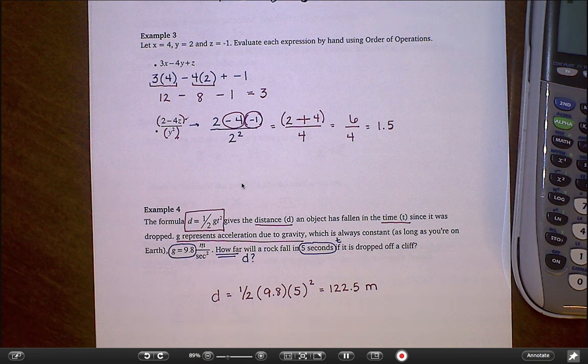Okay, so that's it for your brief introduction into algebra. All of those concepts are going to show up in your assignment today.